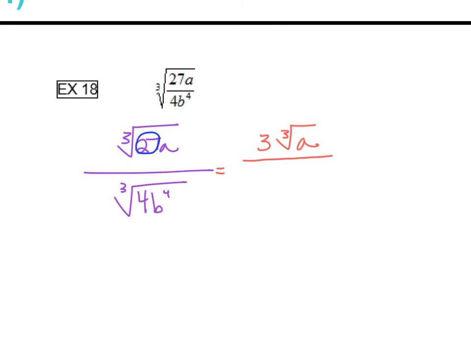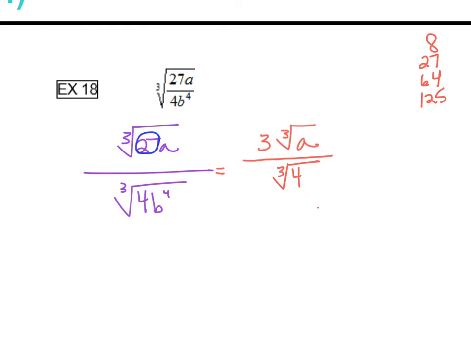Alright, now we have the cube root of 4. Well, can we reduce the cube root of 4? Remember, our cube root numbers are 8, 27, 64, 125. Well, 4 is too small. You can't reduce a cube root of 4. So that cube root of 4 is going to stay.